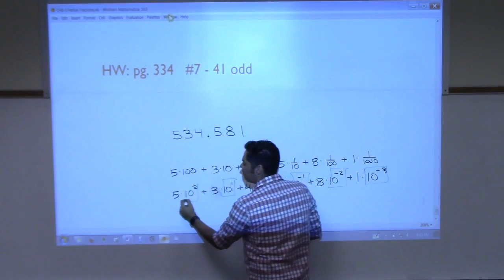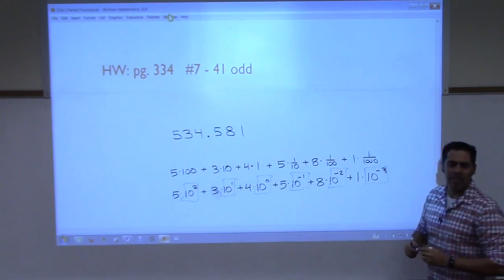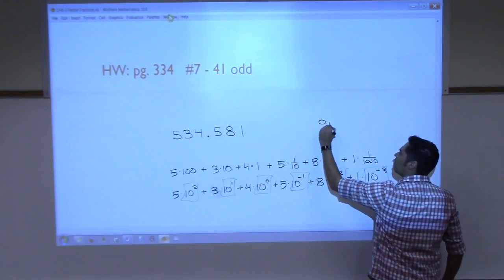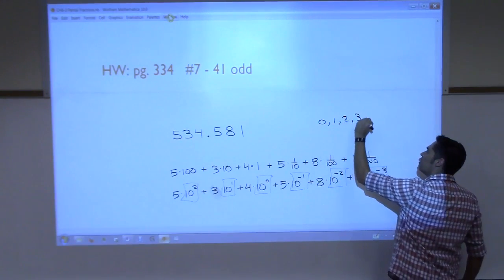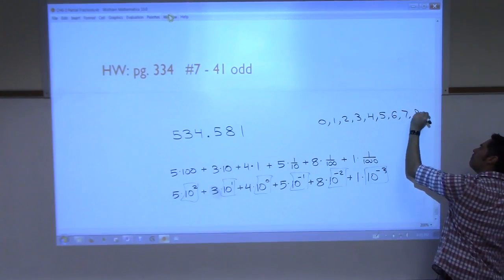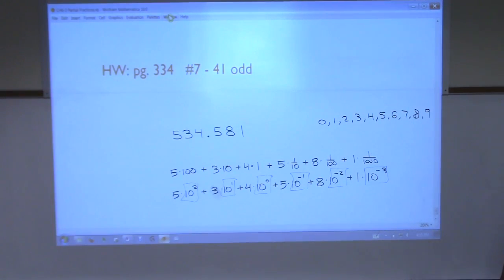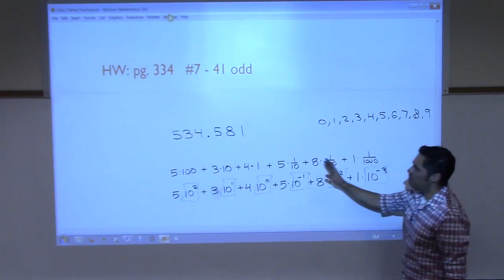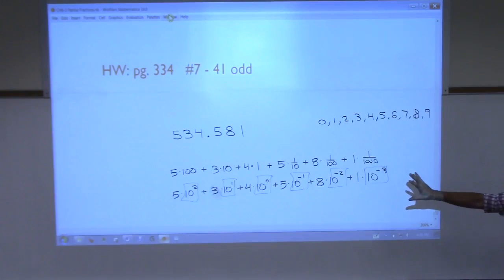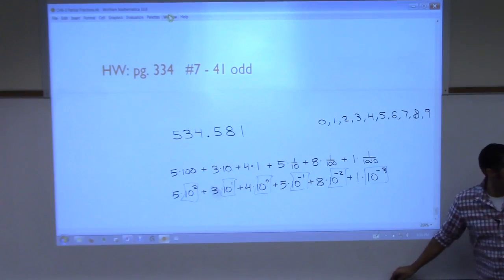In a base 10 number system, how many digits are there? 10. Here are the only digits we are allowed to use in a base 10 number system. Those are the 10 numbers. If I combine those 10 numbers in any way, I can expand it out like that. That's different than binary.